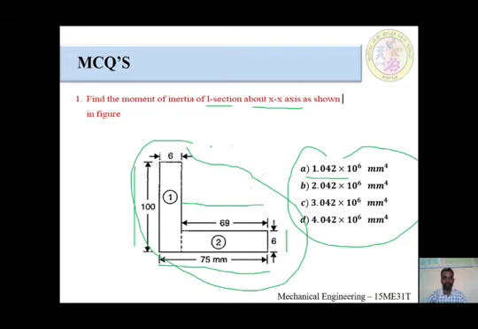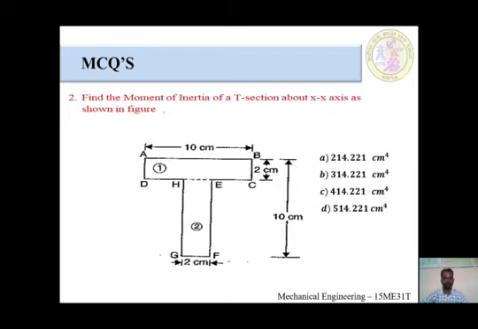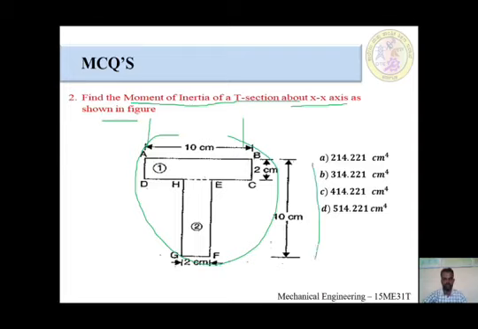Next question we will see. This is second question of MCQs. Find the moment of inertia of T section about x-axis as shown in figure. They have asked only the moment of inertia of T section about x-axis. Okay, these are the specifications they have given. This distance they have given 10 centimeter. From here to here they have given 10 centimeter. This depth part they have given 2 centimeter.